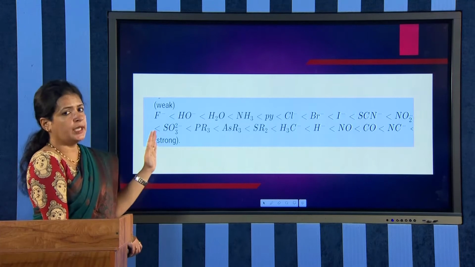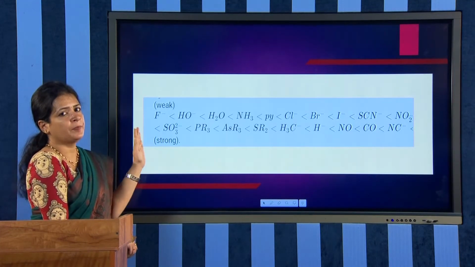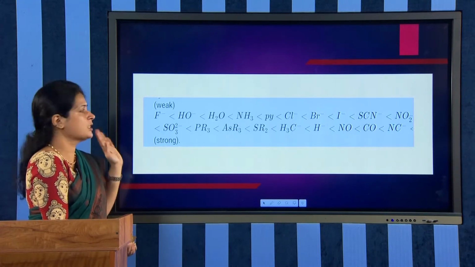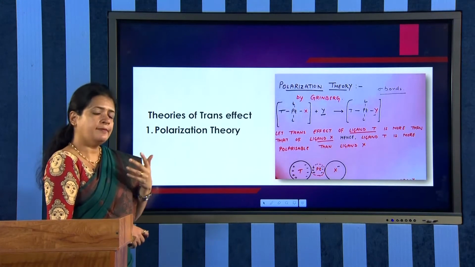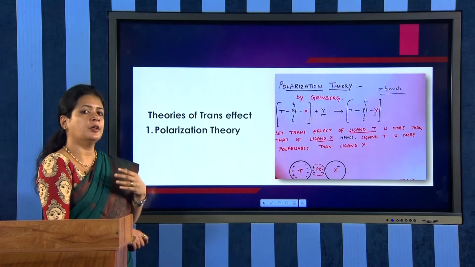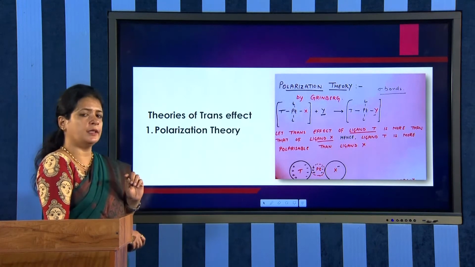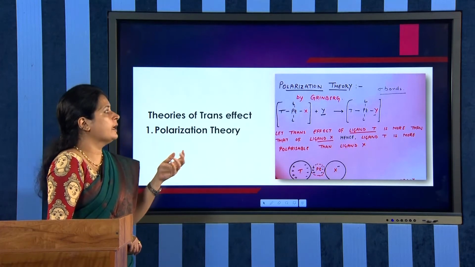So, you have to study this arrangement of ligands in a particular series. This series is called the trans effect series. Now, the trans effect was explained by two different theories. The first theory is called the Polarization Theory, and this Polarization Theory was put forward by Grinberg.